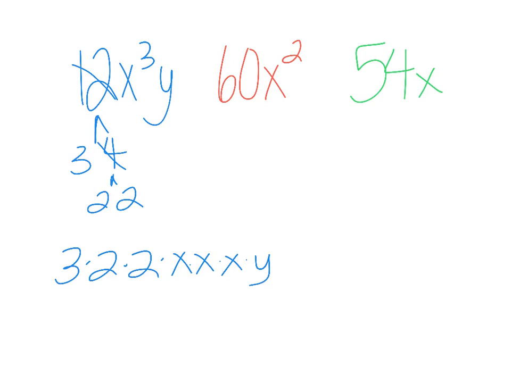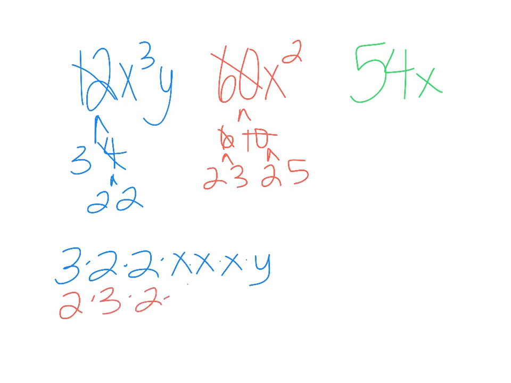Alright, now I'm going to break down my 60x squared. Again, you can use any combination. I'm going to use 6 and 10. And 6 is crossed out, so 60 is crossed out. So now we have 6, which breaks down to 2 and 3, so I'm going to cross out my 6. And my 10 will break down to 2 and 5, so I'm going to cross out my 10. Now 60x squared becomes 2 times 3 times 2 times 5, and then x squared is 2 x's.